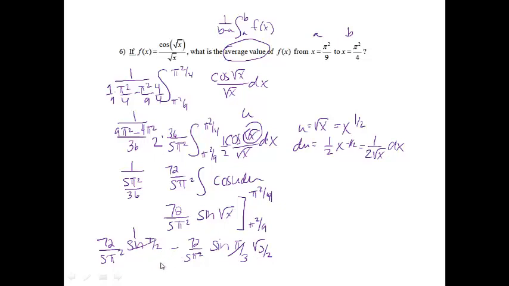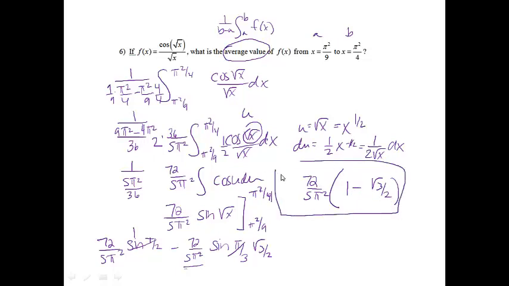Okay, from here, there's one more step that I'm going to do. Both of these parts, instead of trying to combine like terms or anything like that, I just noticed they both have a 72 over 5 pi squared, so I'm going to factor that out, and if I do that, I'll have 1 minus the square root of 3 over 2 left. So that would be my integral.